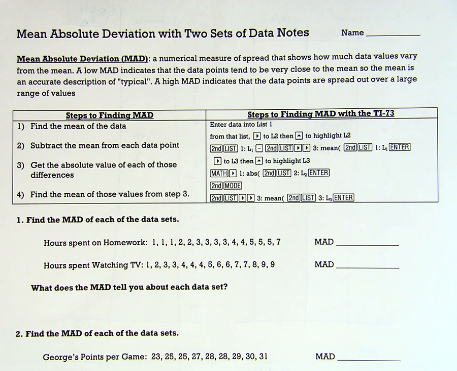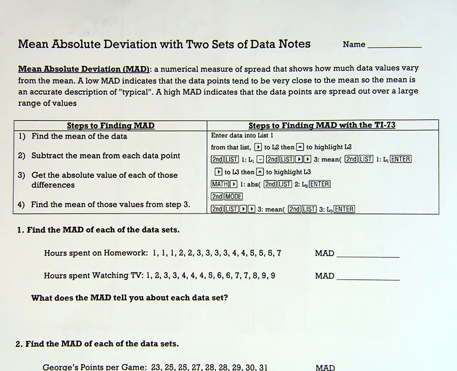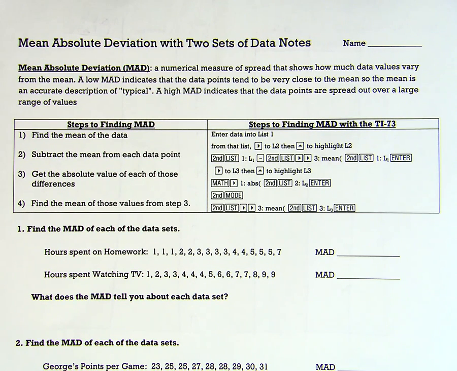Alright, so today's lesson is on mean absolute deviation. We're going to talk about using it to compare two sets of data. Mean absolute deviation is something you've done in the past, but we're going to go ahead and review it first. It is a numerical measure of spread that shows how much data values vary from the mean.